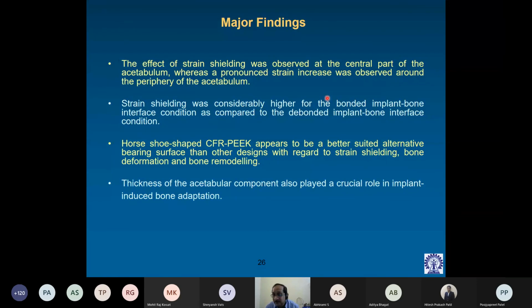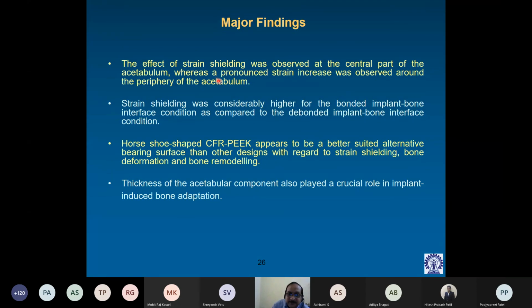So the major findings are, for the analysis of the pelvic bone, the effect of stress shielding was observed at the central part of the acetabulum, whereas a pronounced strain increase was observed around the periphery of the acetabulum. So the effect of stress shielding, as I had told you, is the phenomenon that leads to bone remodeling, where the bone element doesn't receive enough stimulus as it was receiving in the intact situation. So the change in mechanical environment in the implanted situation is very much evident due to the effect of stress or strain shielding.